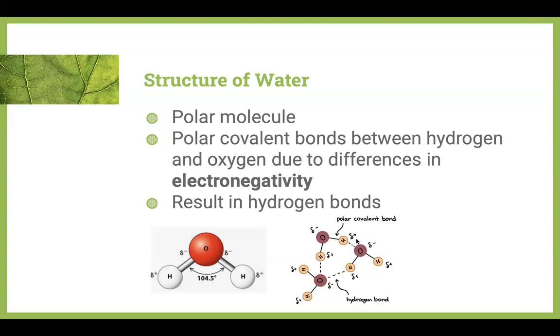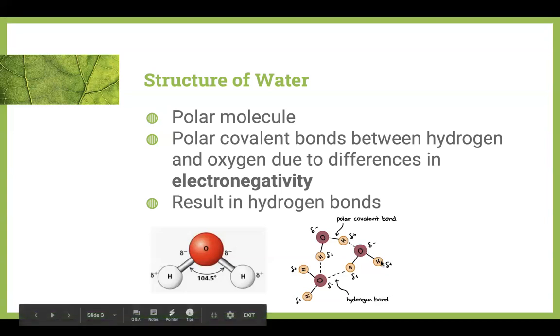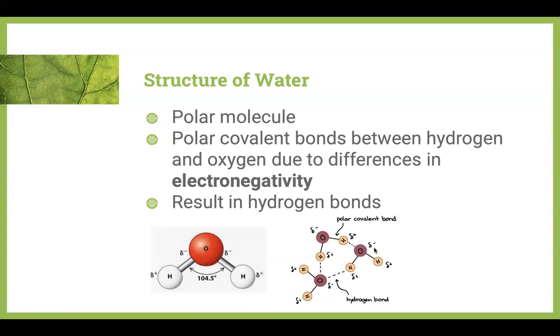So the partial positive charge of the hydrogen atom is attracted to the partial negative charge of the oxygen atom in another molecule. So just to clarify, the polar covalent bond forms between the hydrogen and oxygen of the same molecule, while the hydrogen bonds form between the hydrogen and oxygen of two different molecules.